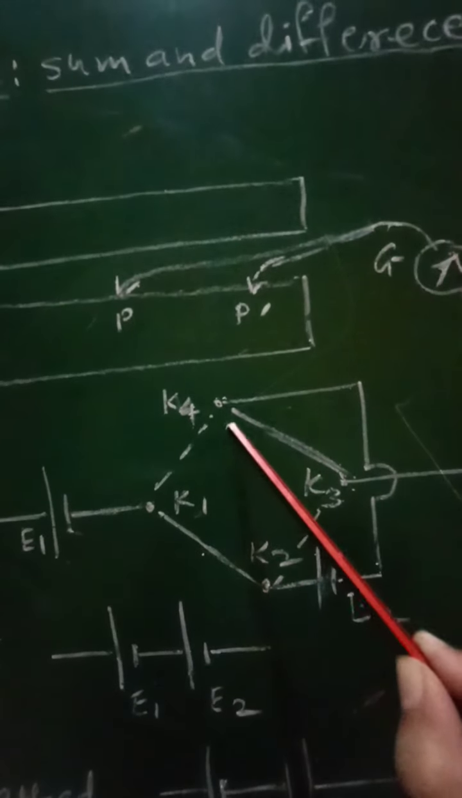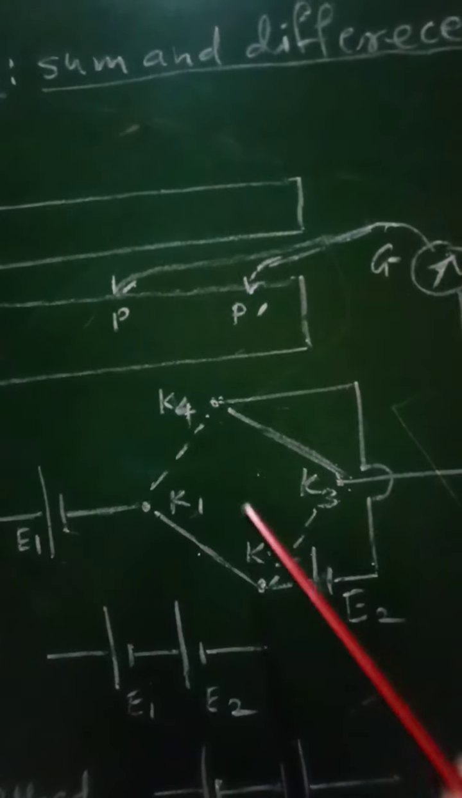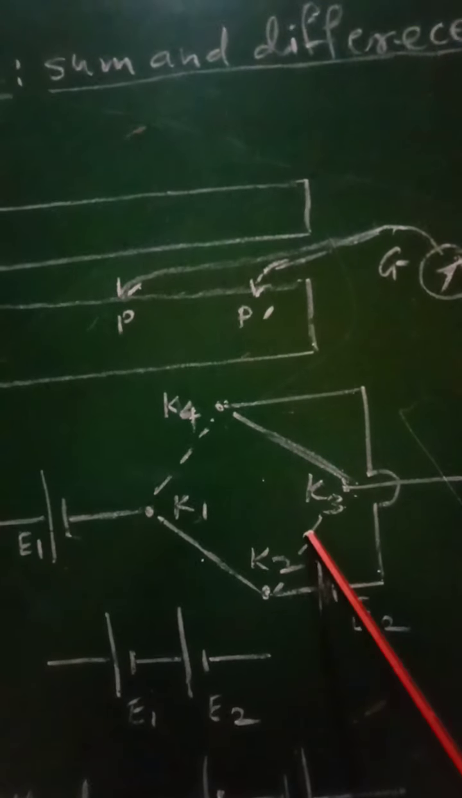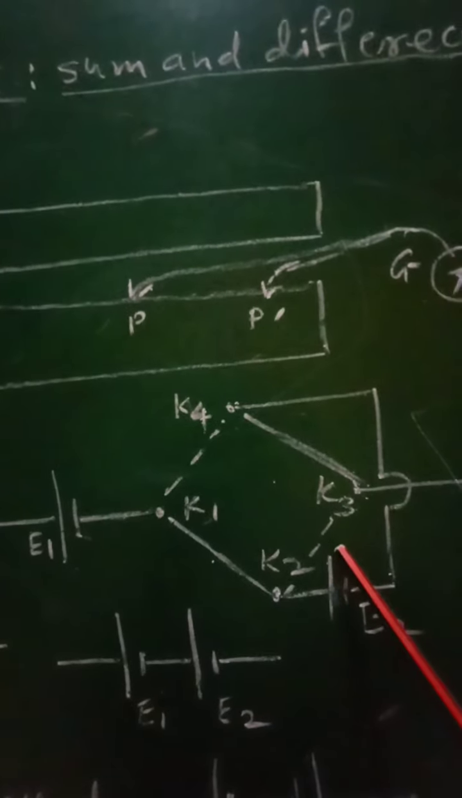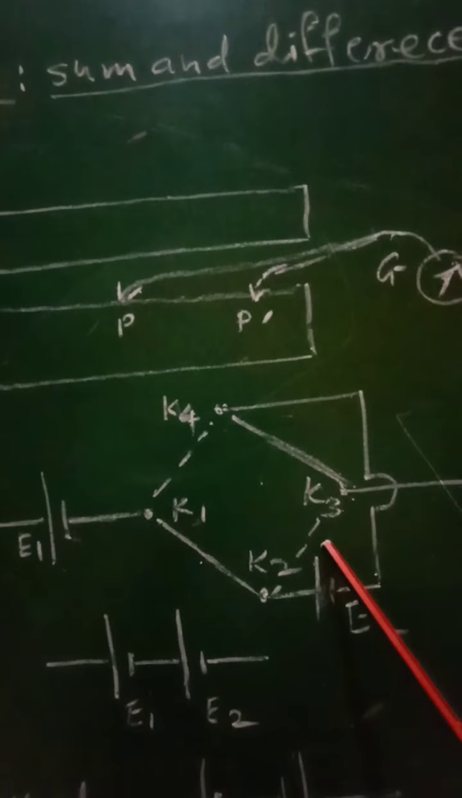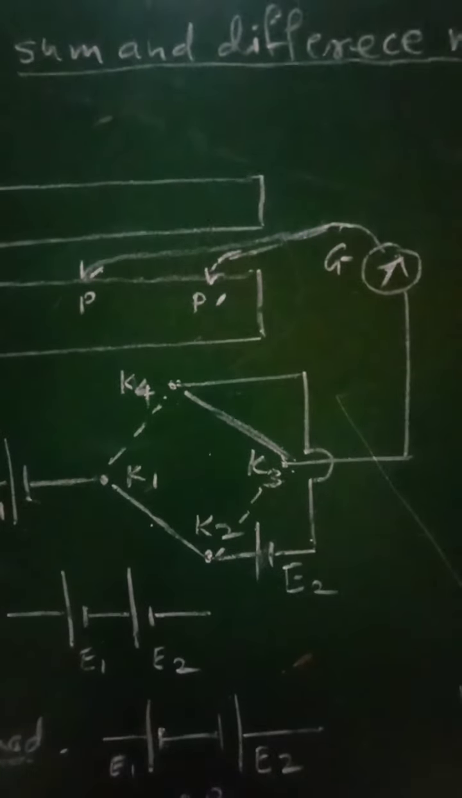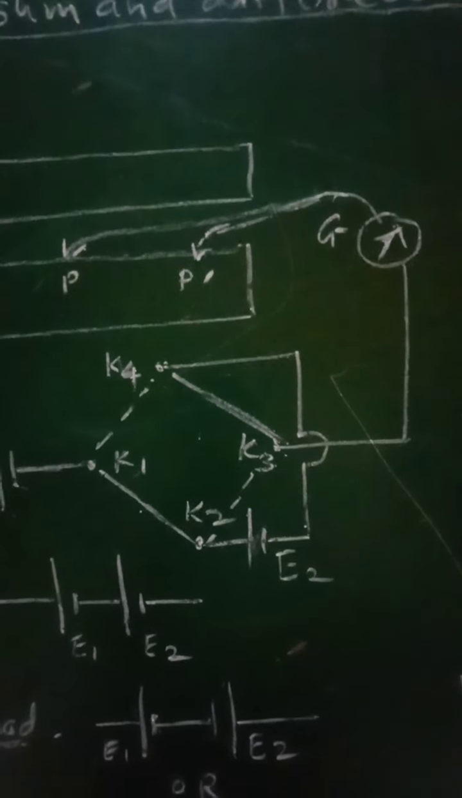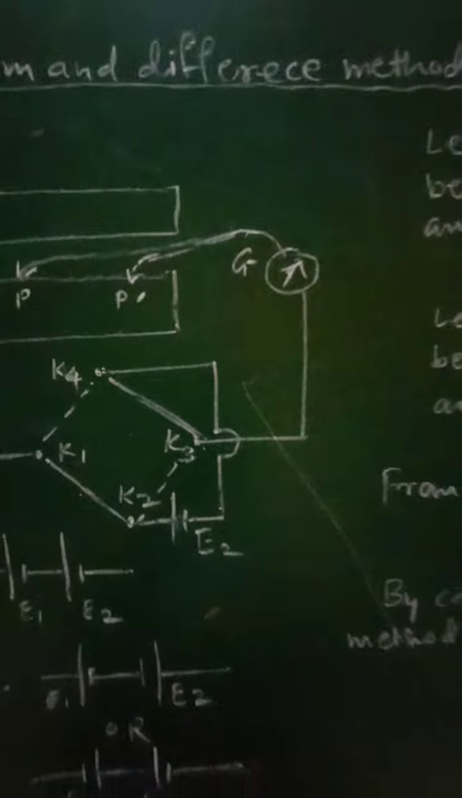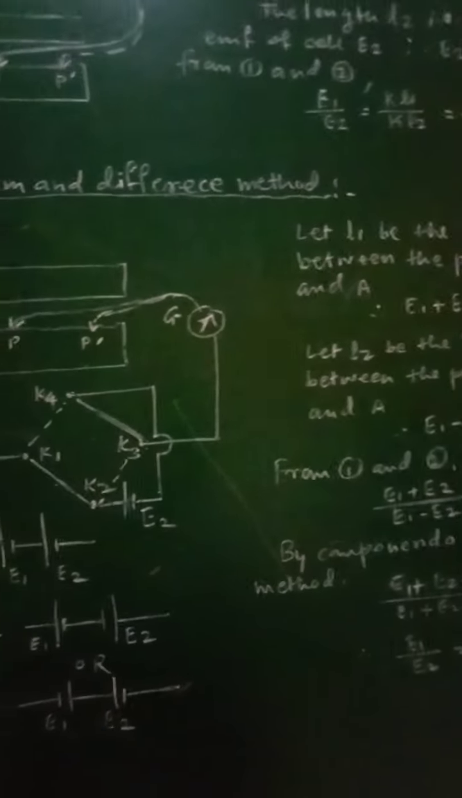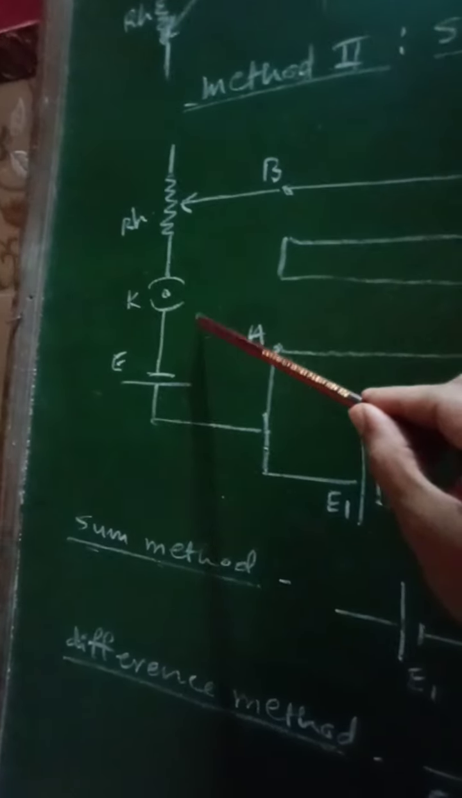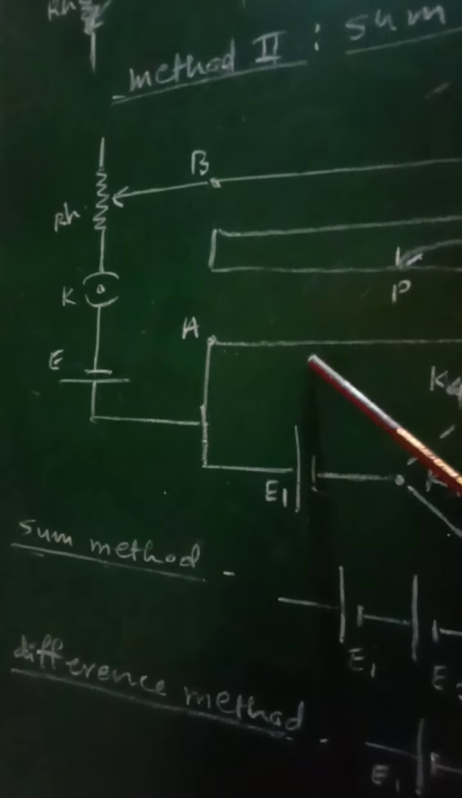When keys K2 and K4 are closed, keeping K1 and K3 open, the current will pass through these two sides. So only two opposite sides will be conducting, if K1 and K3 are closed or K2 and K4 are closed. Let us see the working of this. First of all, key K will be closed so that current will be set up in the circuit.